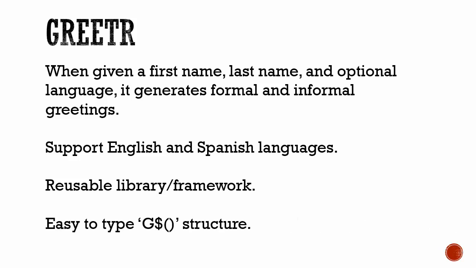And lastly, even though it's called Greeter, I'd like to have an easy-to-type structure, kind of jQuery-like, and a $G$ maybe, like $ for jQuery. Let's do $G$. Oh, and one more thing. All my developers use jQuery on a lot of their projects, so Greeter should also support jQuery.